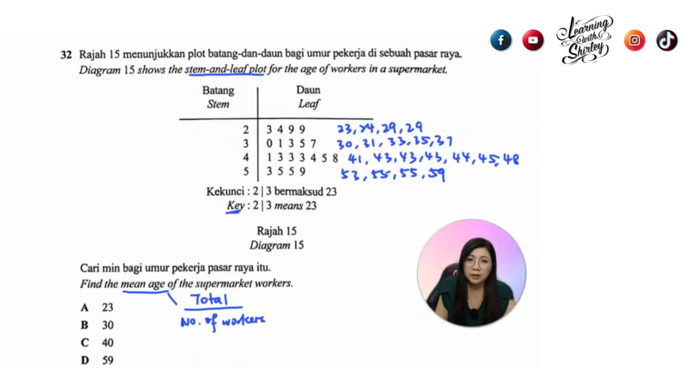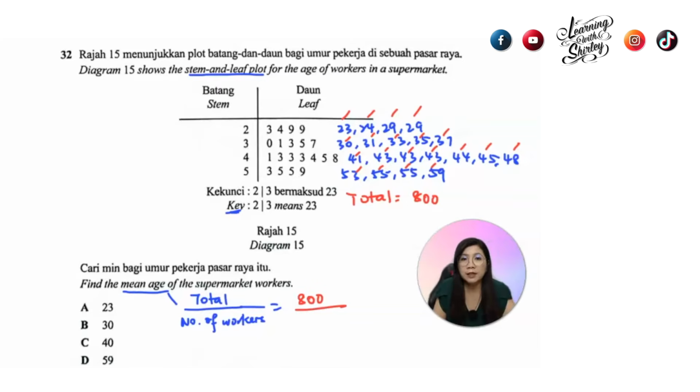So we're going to calculate what is the total for all the ages here. Okay, 23 plus 24 plus 29 plus 29, and plus 30 plus 31 plus 33 plus 35 plus 37, plus 41, 43, 43, 43, 44, 45, 48, and plus 53, 55, 55, 59. So we're going to calculate all. Okay, what is the total? So the total here is 800. Okay, so I'm going to put it here, 800, and divided by, so how many data are there?